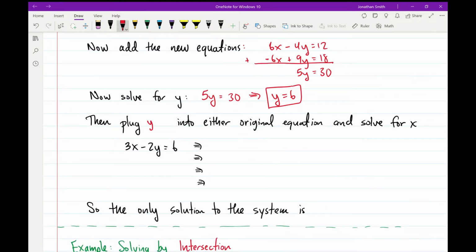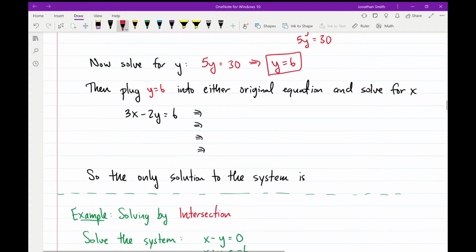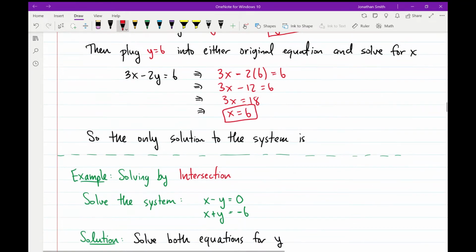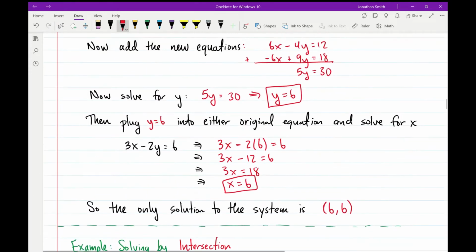And now we're going to take y equals 6 and plug it into the original equation. Either original equation is perfectly fine, and then solve for x. So I picked the equation 3x minus 2y equals 6. So we're going to come back through and plug in for y. So we get 3x minus 2 times 6 is equal to 6. This gives us 3x minus 12 is equal to 6, which gives us 3x is equal to 18, which gives us x is equal to 6. So the only solution to this system of equations is going to be the ordered pair 6, 6.